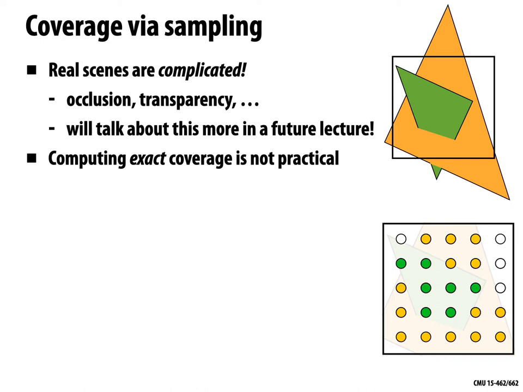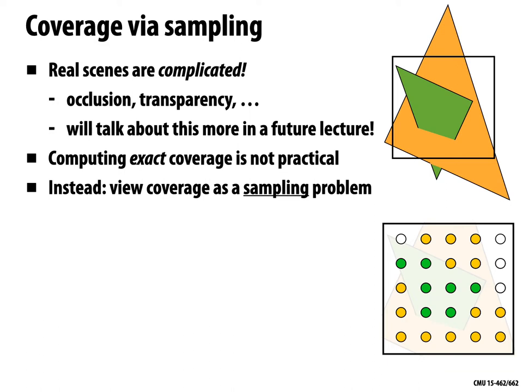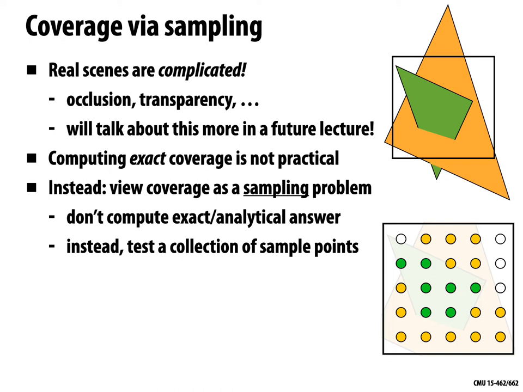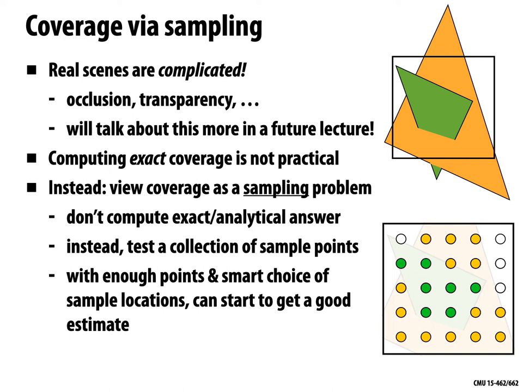So instead, what we're going to do is view this problem of determining coverage as a sampling problem. What I mean by that is, we're not going to compute the exact or analytical answer, but instead we're going to test a collection of sample points, right? And we're just going to say for each sample point, which triangle do we see? If we have enough points, and if we are smart about where we put these points, then we can start to get a pretty good estimate of coverage.